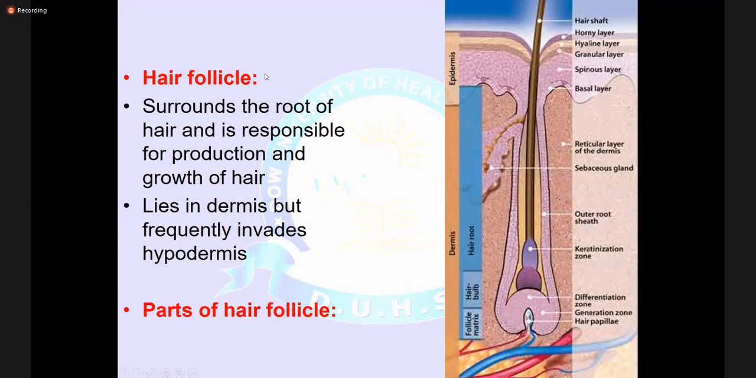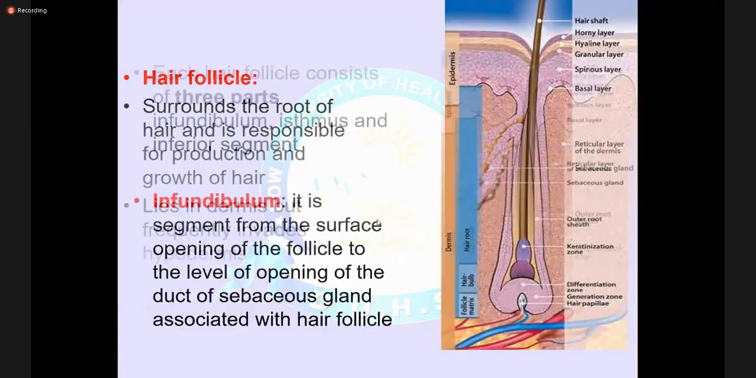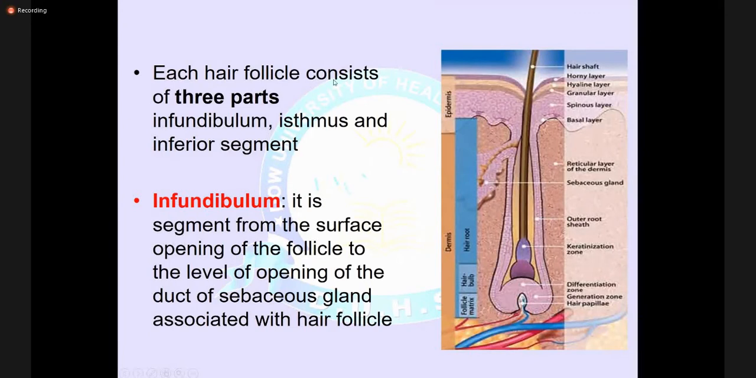Now, the parts of the hair follicle. So, this hair follicle consists of what structures? Let's see. The hair follicle consists of three parts. The first part is the infundibulum, the second part is the isthmus, and the third is the inferior segment.